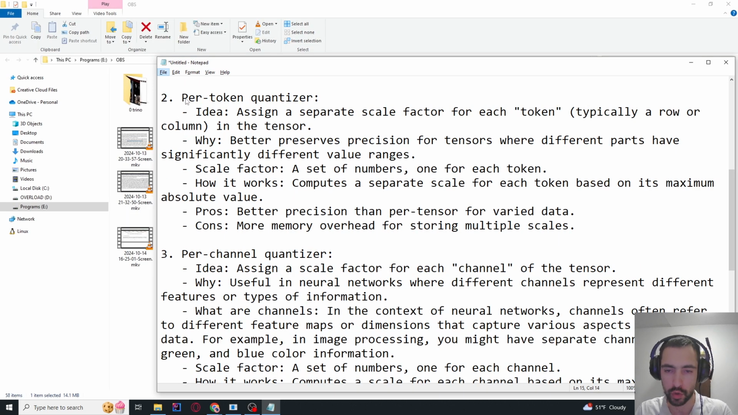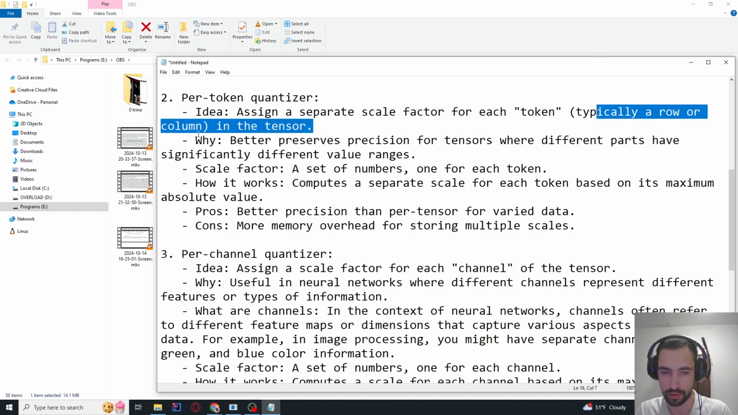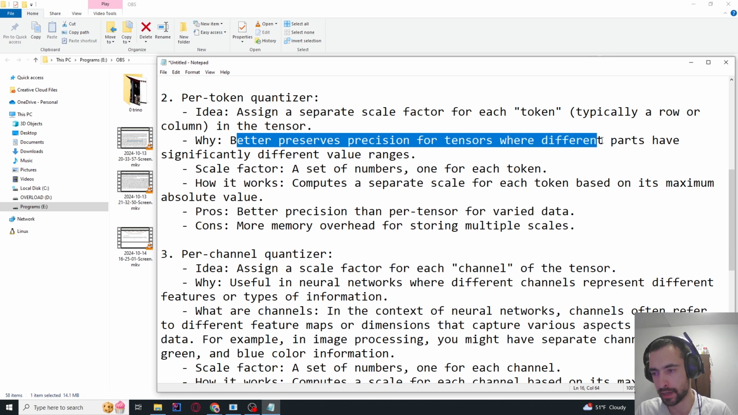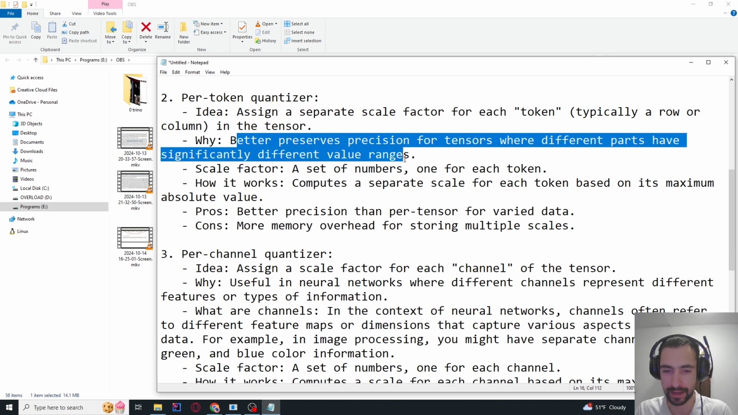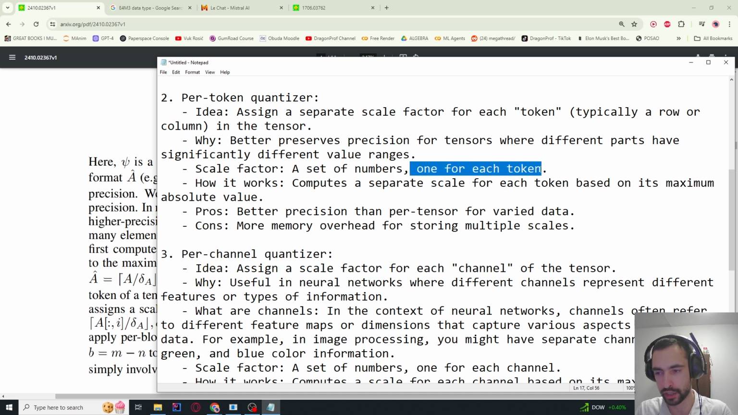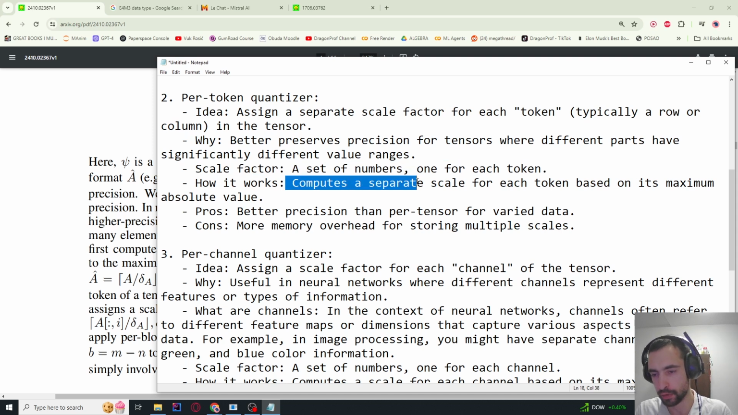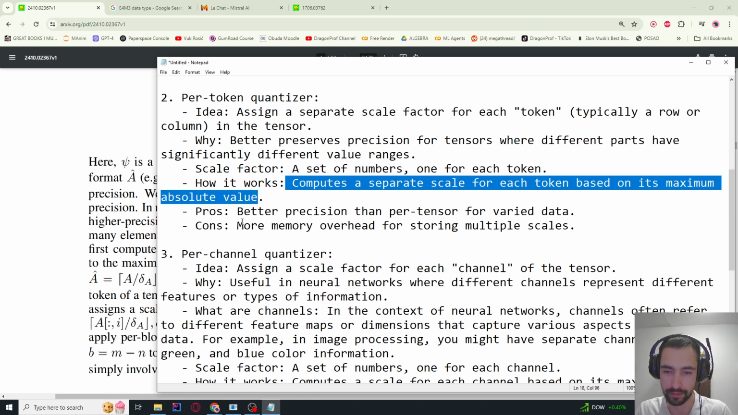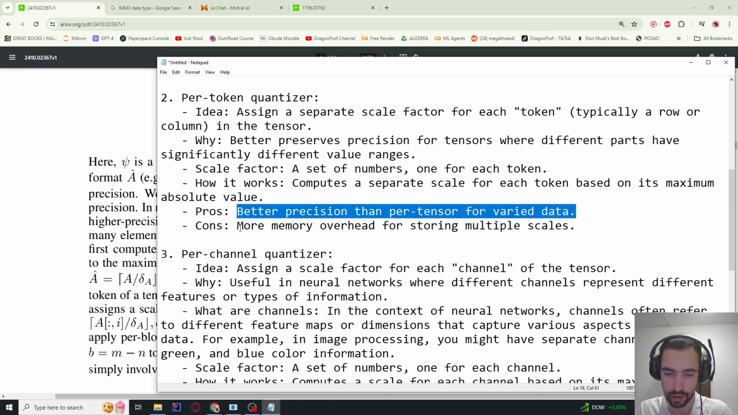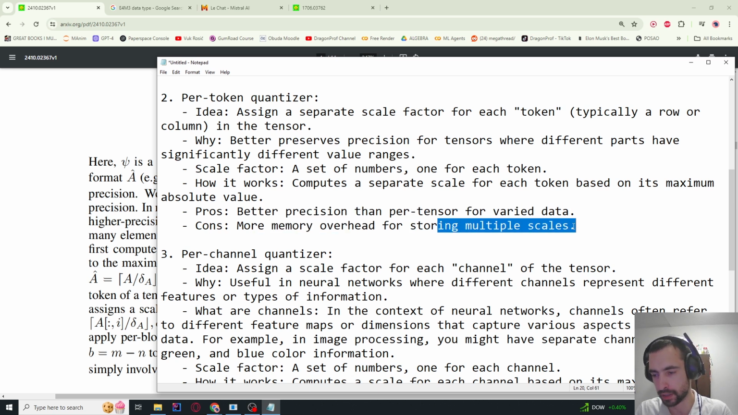Then we got per token quantizer. Assign a separate scale factor to each token, typically a row or a column in the tensor. It better preserves precision for tensors where different parts have significantly different value ranges. The scale factor here is a set of numbers, one for each token. How it works: compute a separate scale for each token based on its maximum absolute value. Pros: better precision than per tensor for very varied data. Cons: more memory overhead for storing multiple scales.